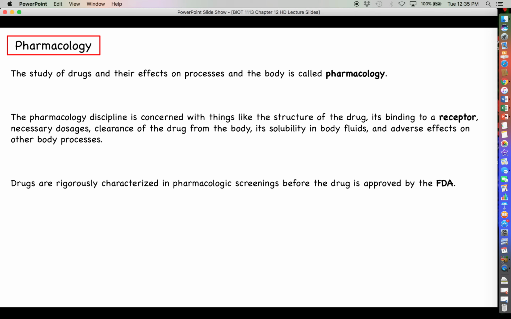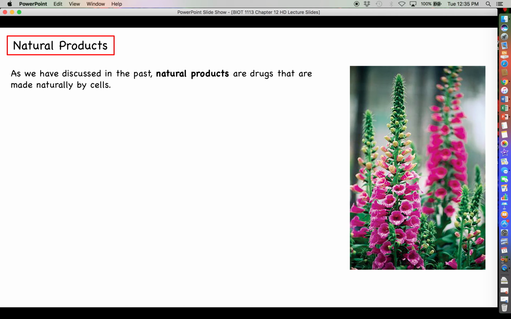So if you are in the business of developing a drug for treating a particular disease, you're going to want to make sure that you do your due diligence on the pharmacology aspect, because those sorts of pharmacologic screenings are necessary before a drug can get approved by the FDA, as we have talked about before.